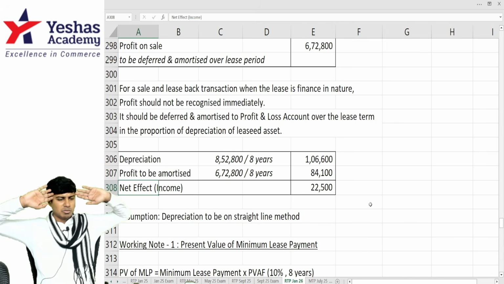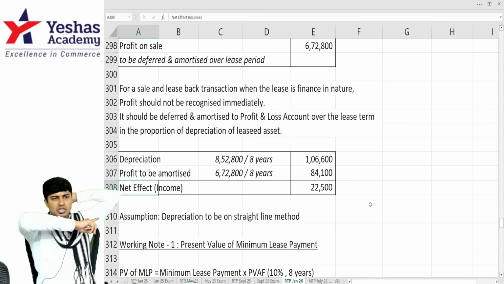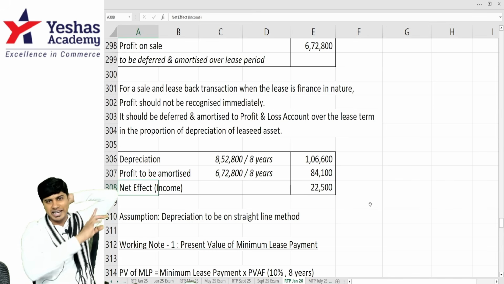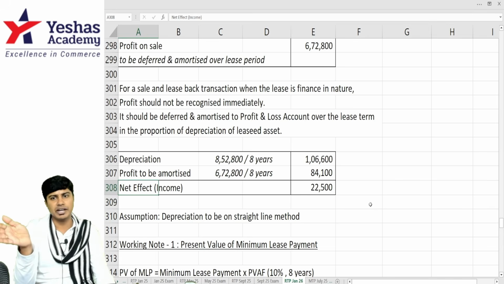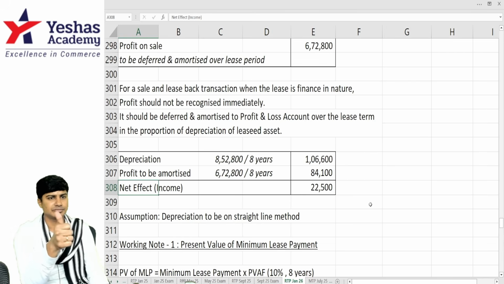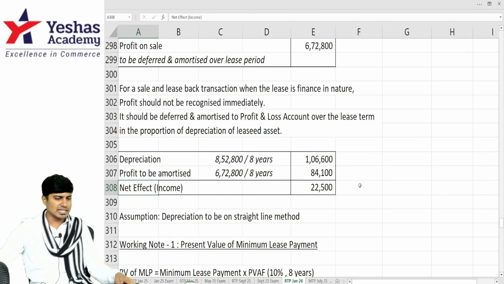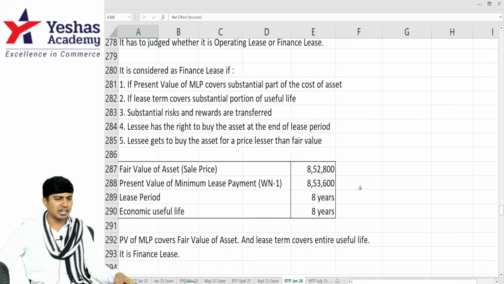I think in the beginning I made a small mistake. I ended up telling that this is what is done for operating lease. For finance lease, any profit that is booked is deferred and amortized over the lease period and not recognized immediately. I hope you understood this. This is on sale and leaseback, accounting standard 19.